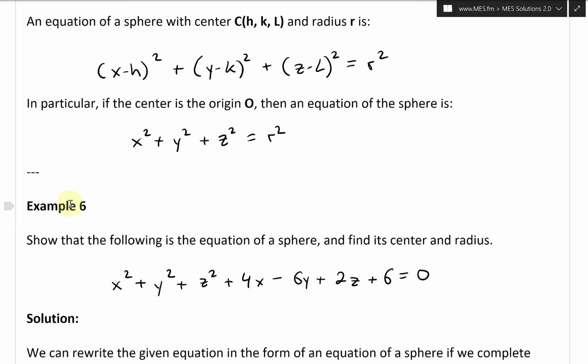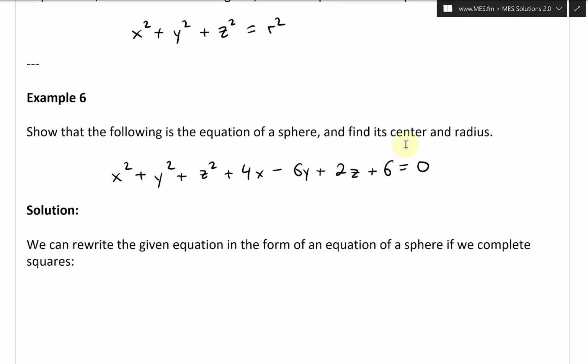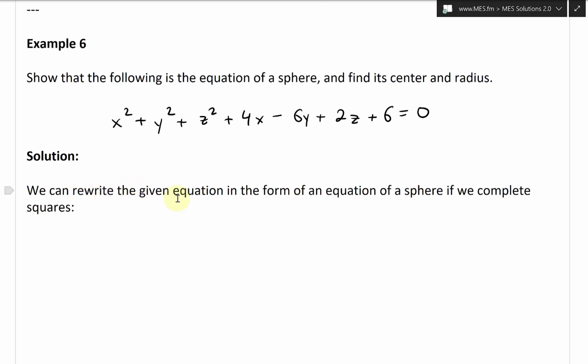All right, so now this brings us to example 6, which states: show that the following is the equation of a sphere and find its center and radius. So we have this equation, x squared plus y squared plus z squared plus 4x minus 6y plus 2z plus 6 equals 0. Solution: we could rewrite the given equation in the form of an equation of a sphere if we complete squares. First, recall completing squares.